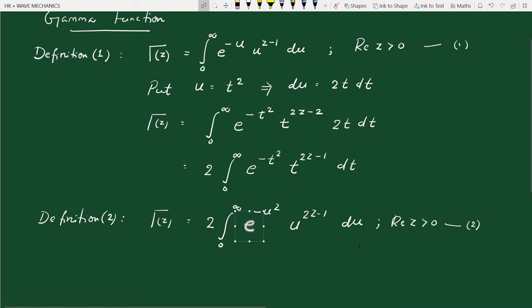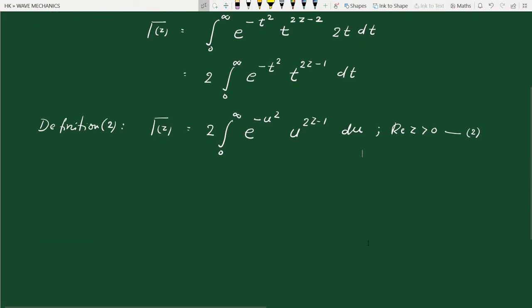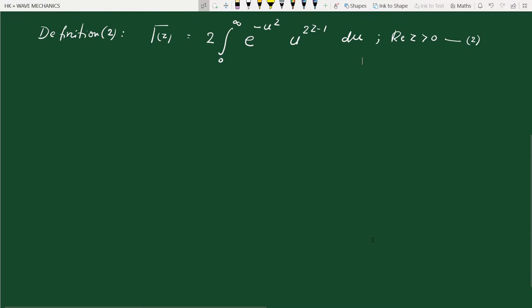Now let us look at some properties of gamma functions. We will look at only a few properties here. Now the first important property of gamma function is this: gamma z plus 1 is z times gamma z.